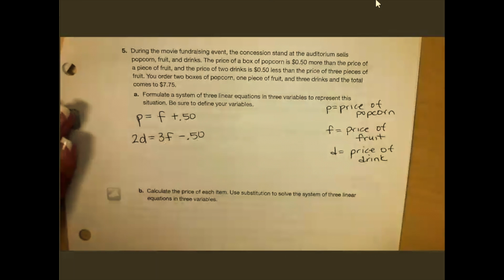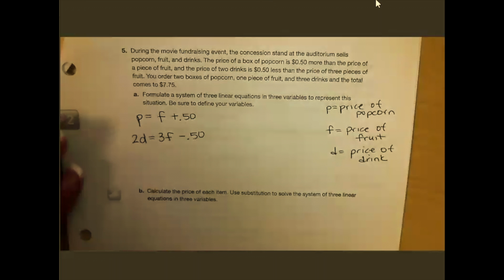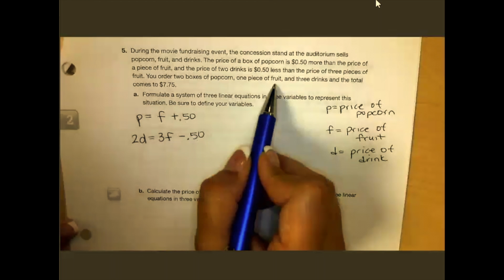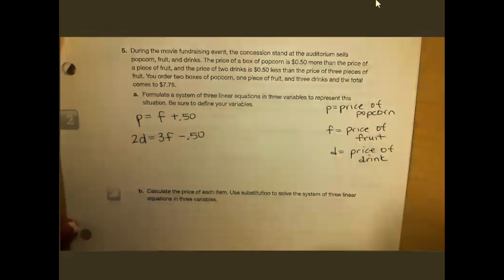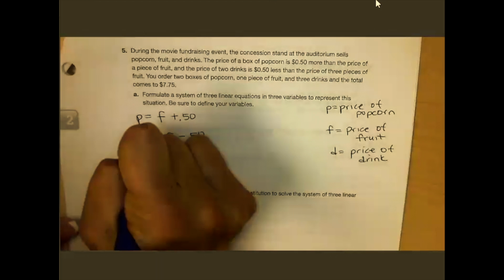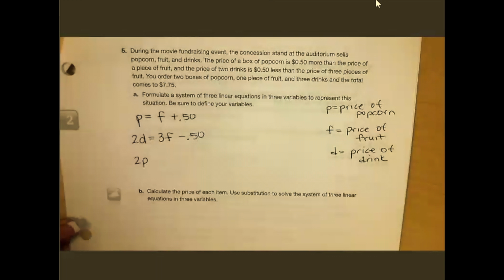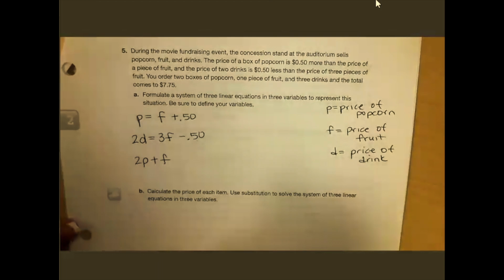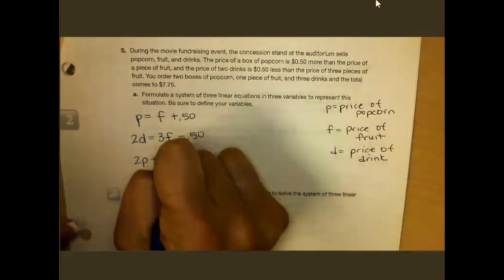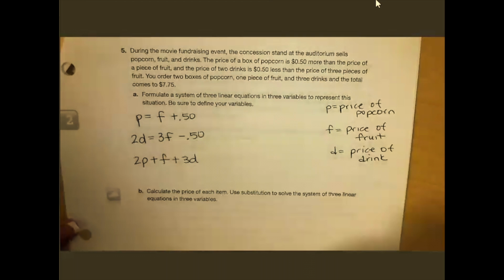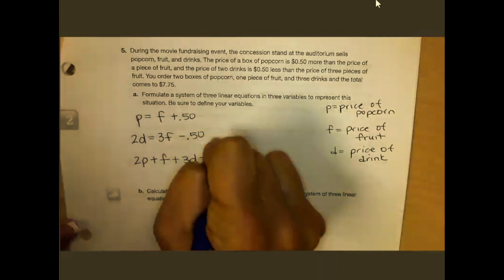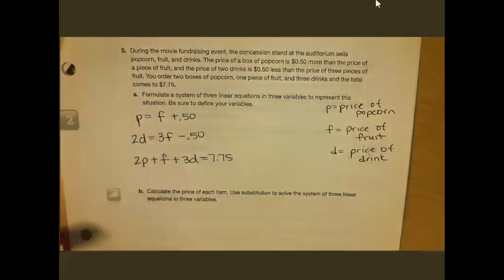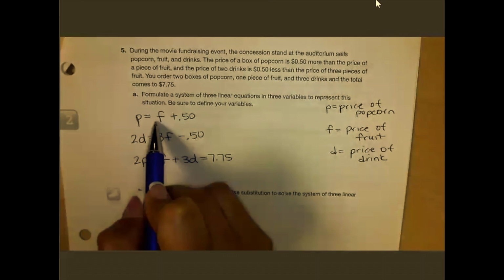That matches our sentence. You ordered 2 boxes of popcorn, 1 piece of fruit, and 3 drinks, and the total comes out to $7.75. So 2 boxes of popcorn would be 2 times the price of popcorn plus the price of fruit plus 3 times the price of the drinks equals $7.75, which is what that last sentence says, so we're ready to go. In this case, the P is already solved for, so that's really good for substitution.